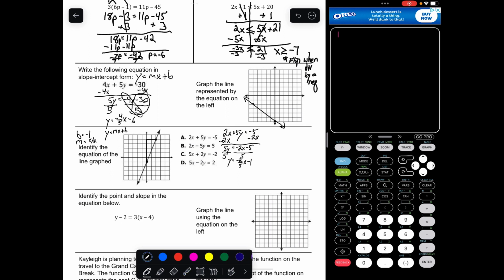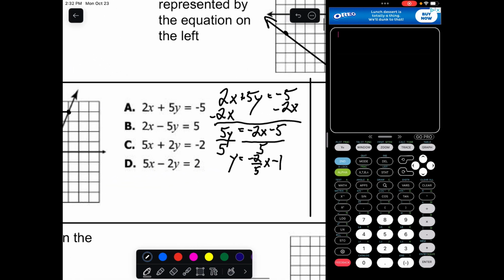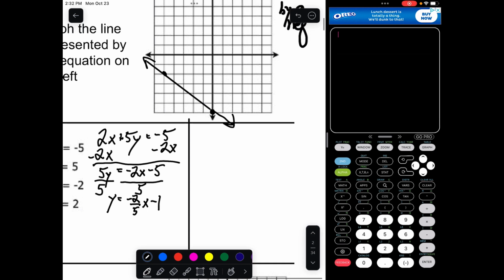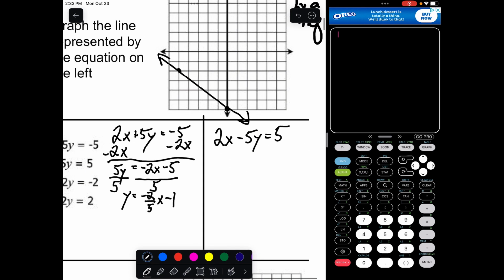Okay, moving on. Let's see. Maybe B is our answer choice. Draw a little line to separate out my work. Let's see. We've got 2x minus 5y equals 5. 2x minus 5y equals positive 5. 2x minus 5y equals 5.